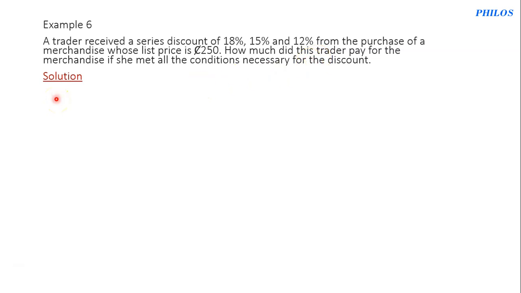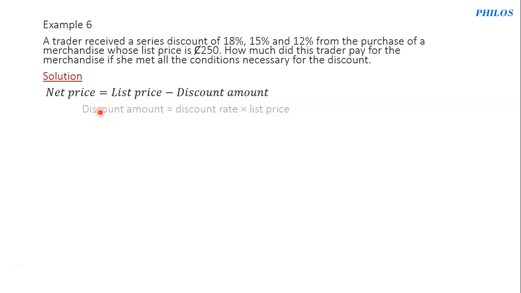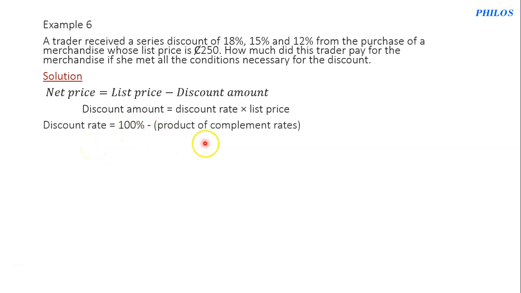And what is the formula for the net price using the discount method? It is list price minus discount amount, isn't it? So we know the list price to be 250. So we need to find the discount amount. Now the discount amount is discount rate times list price. Remember, we still know the list price, but we do not know the discount rate. So to get the discount rate, remember that we said it should be 100% minus the product of the complement rates. So what is the product of the complement rates?